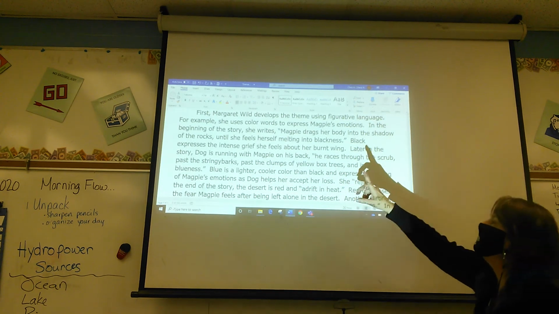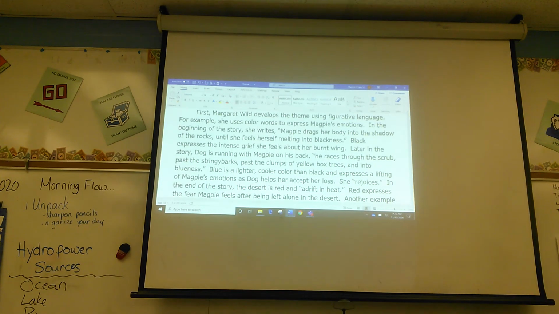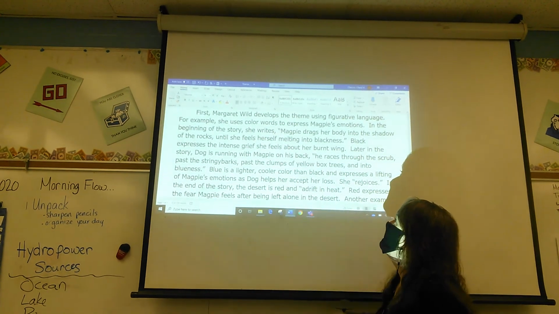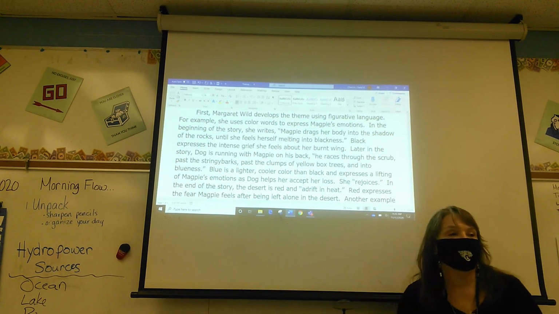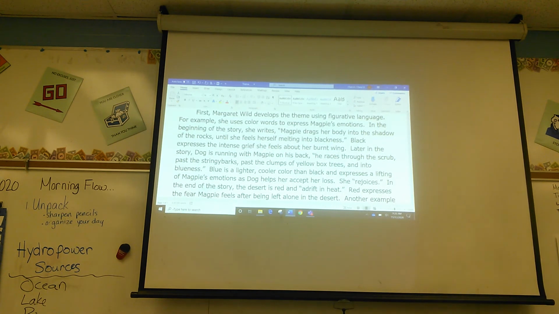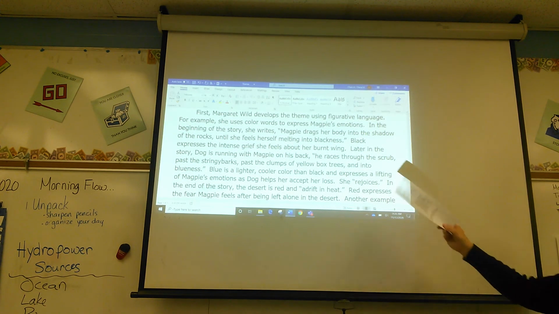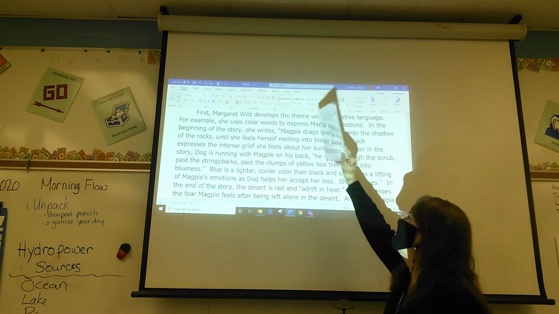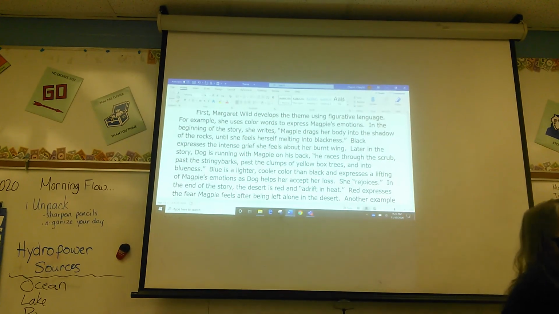In the beginning of the story, she writes, "Magpie drags her body into the shadow of the rocks until she feels herself melting into blackness." Now notice that's a quote. It begins with a quotation mark, ends with a quotation mark. My reader knows that I lifted that sentence directly from the text. Now, if you look at your checklist, the fourth check is to elaborate on it. Now remember, when you're elaborating, you're connecting this piece of evidence back to the idea that you're talking about.